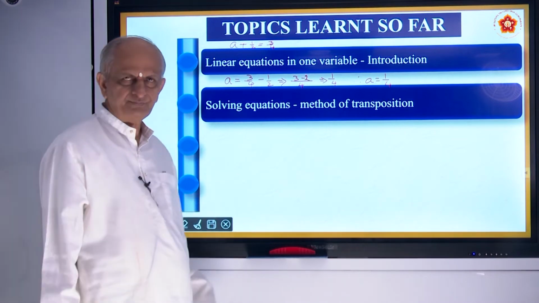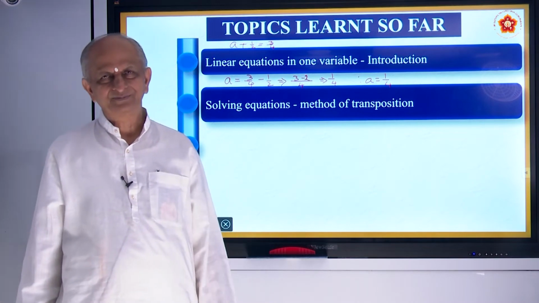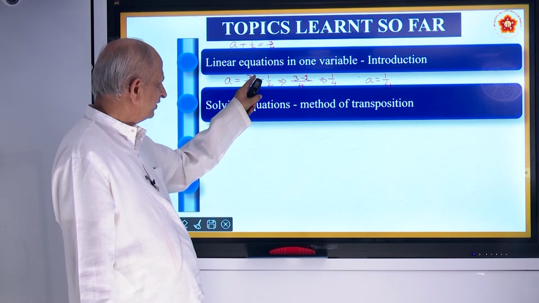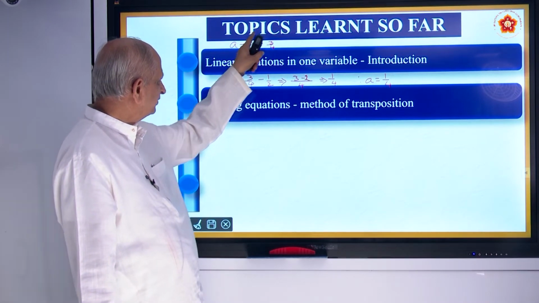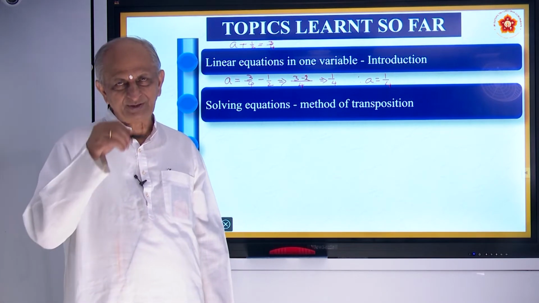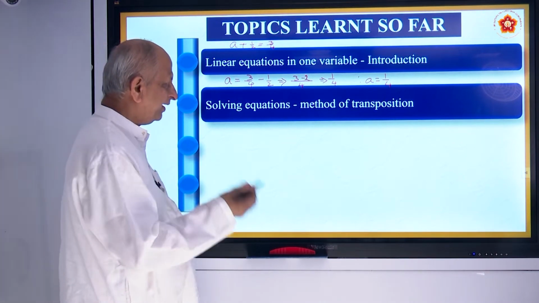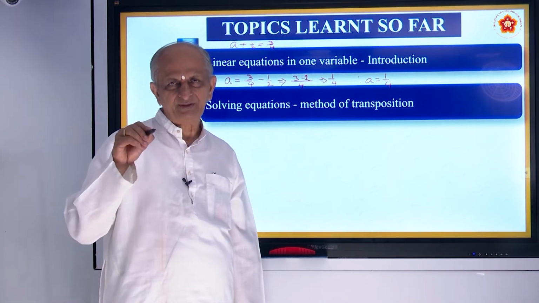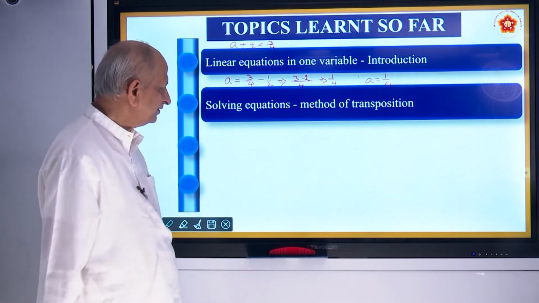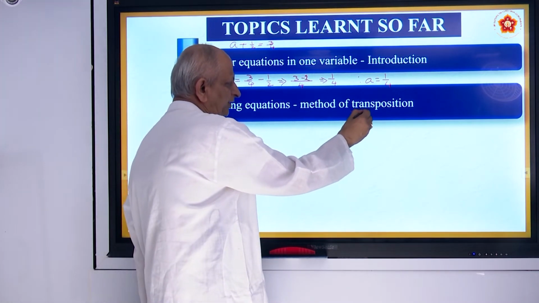How is it done? It is done by the method of transposition. It means if there is a plus, when you bring it to the other side, it becomes minus. If there is a minus, when you bring it to the other side, it becomes plus. If there is multiplication, it becomes division. If there is division, it becomes multiplication, when you bring it to the other side of the equal sign. That is called the method of transposition.